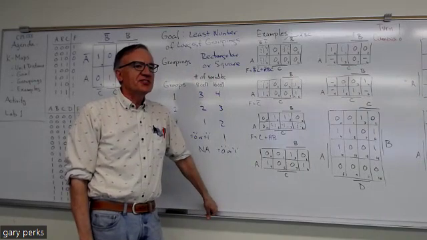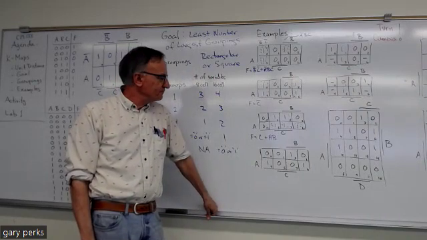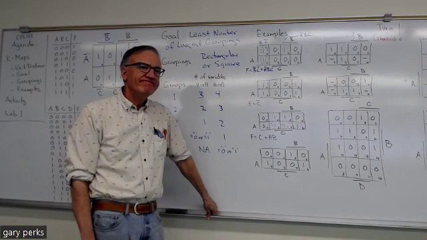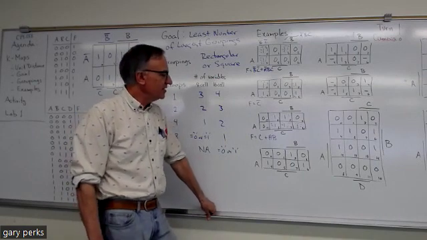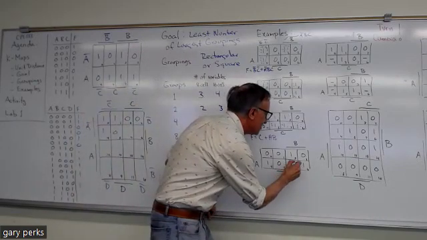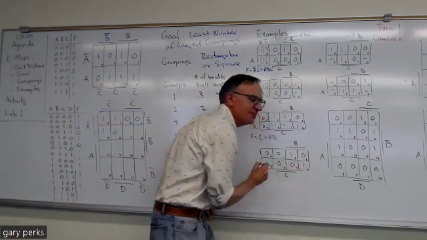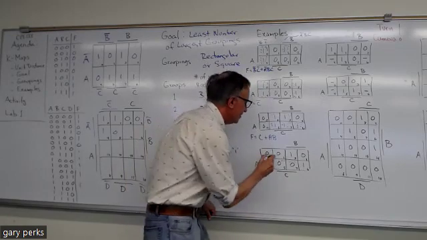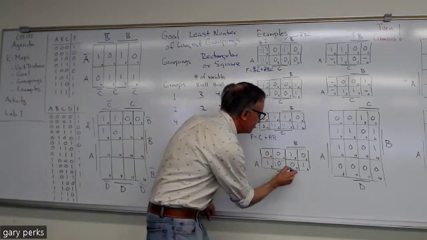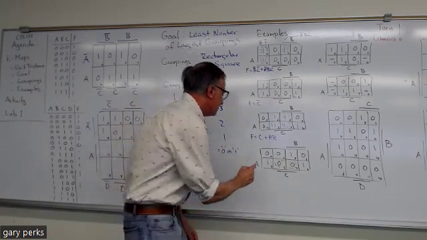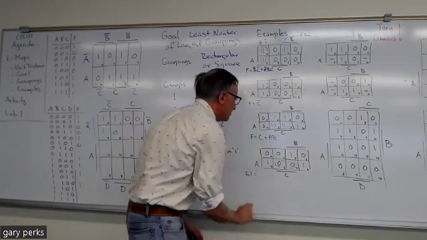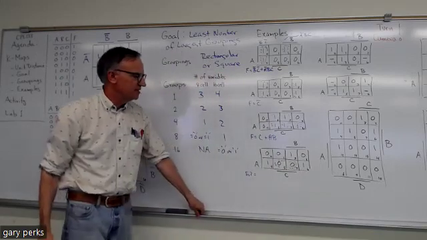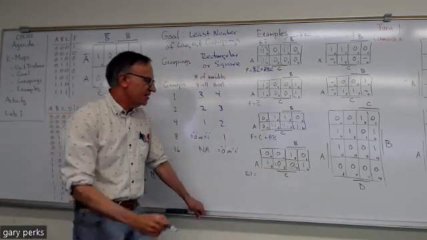So what would you group first? Any ideas? 5 and 7. You want to do 5 and 7? Now, someone's going to help Colin out. Colin's doing all the work here. All right, 5 and 7. What term is that going to give us? Okay, A and C.